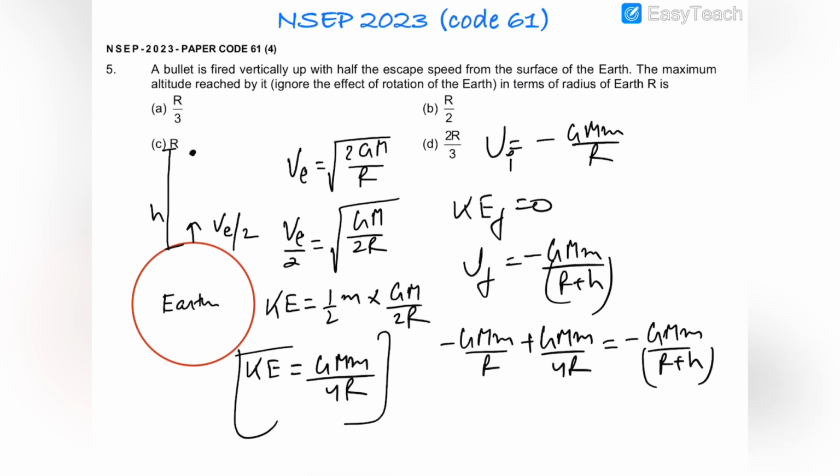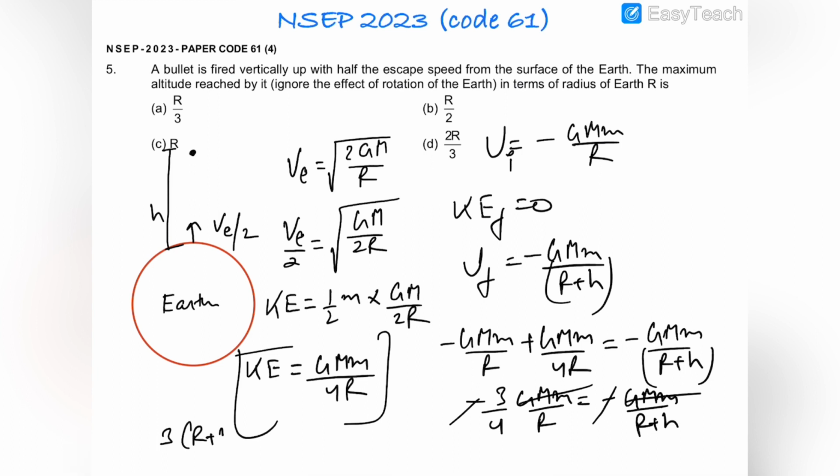So you can see that it is 1 by 4 minus 1, so you can write it down as minus of 3 by 4 GMm by R, and it is minus GMm by R plus h. Cancelling GMm and the negative sign, we get 3 times R plus h is equal to 4R, and h is equal to R by 3. So the correct answer is A. Now we move on to the next question.